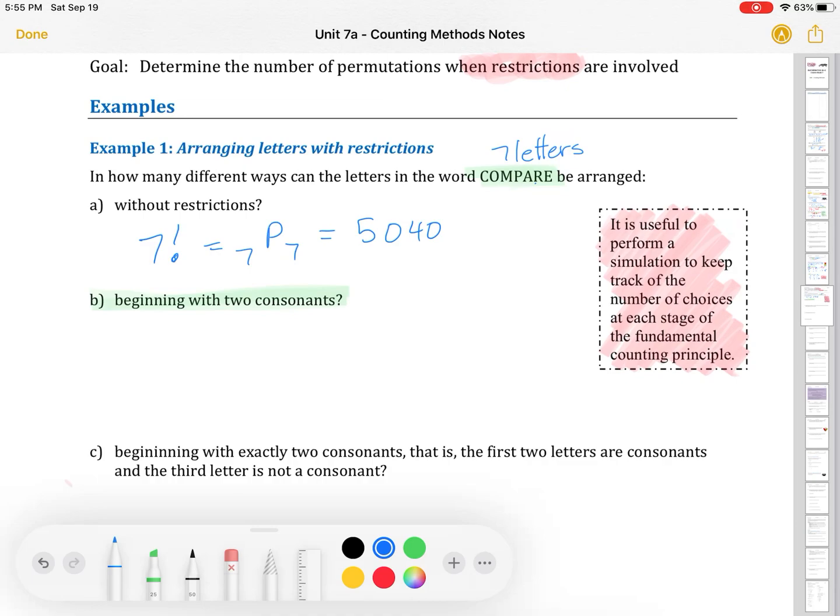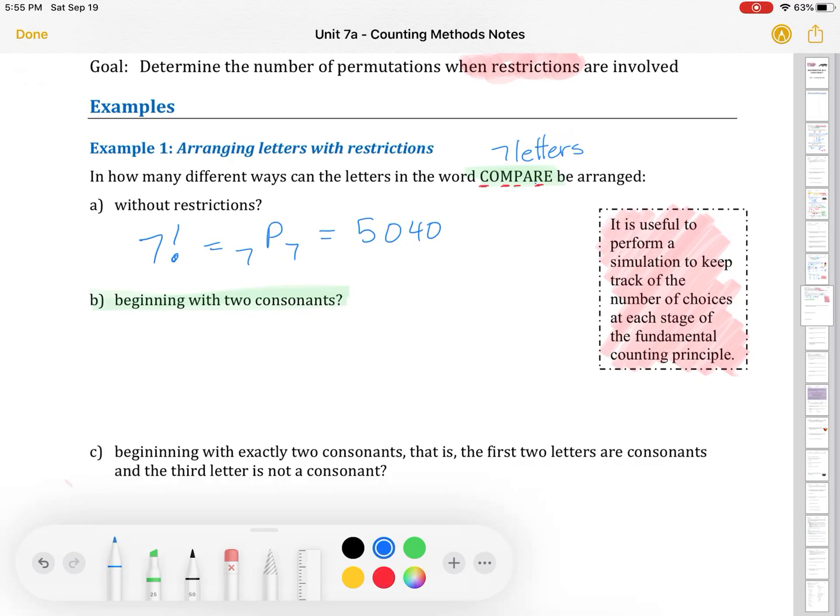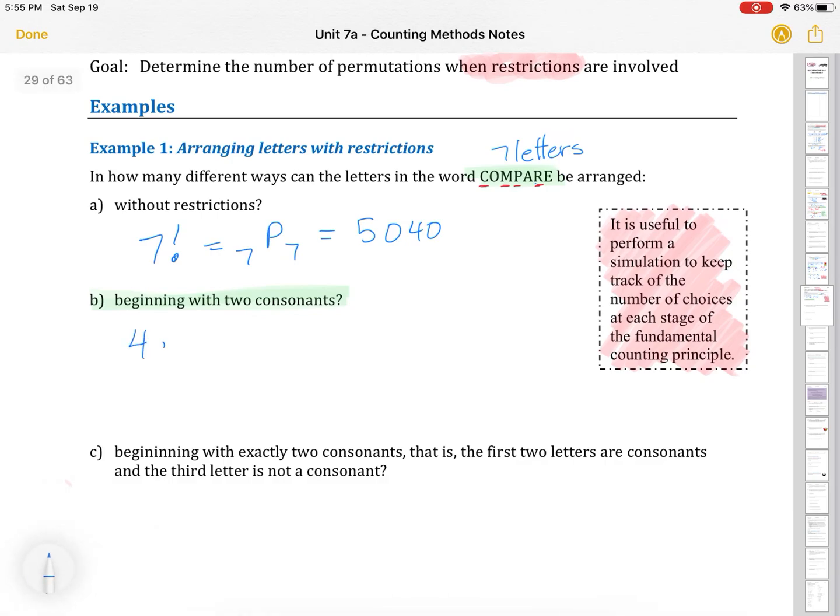So this is our first restriction. We want it to begin with 2 consonants. That is going to change our options, so let's map that out. The first 2 are consonants. First we have to know which are consonants. C is a consonant, O is not, M is, P is, A is not, and R is. So we have 4 consonants.